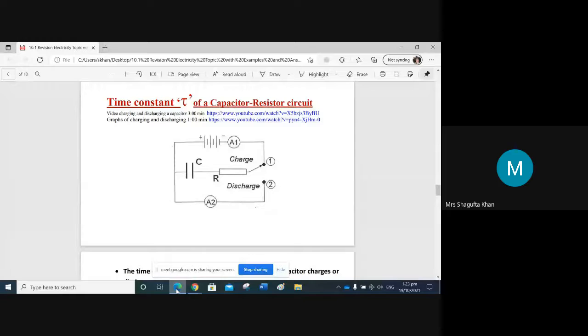Okay. Do you all see a screen which says time constant of a capacitor resistor circuit?